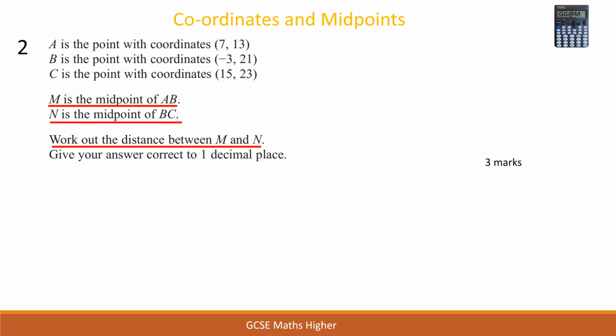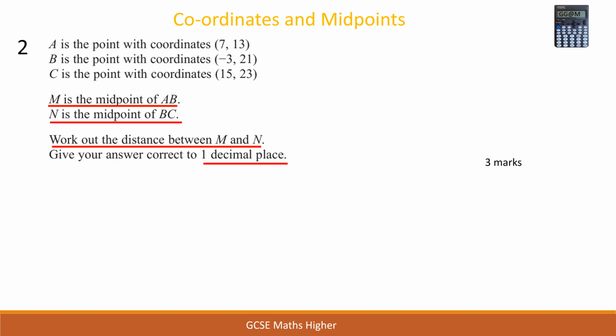So if you draw a line between M and N, and then you can use Pythagoras' theorem, that will help you work out the distance. So when you see that word distance, think Pythagoras. Remember to round your answer carefully to 1 decimal place, and this will give you 3 marks in the exam. Press pause and then press play when you've got an answer.